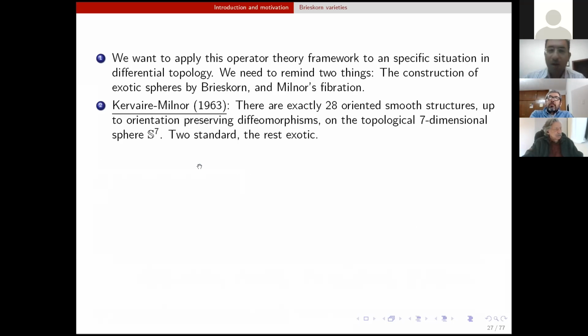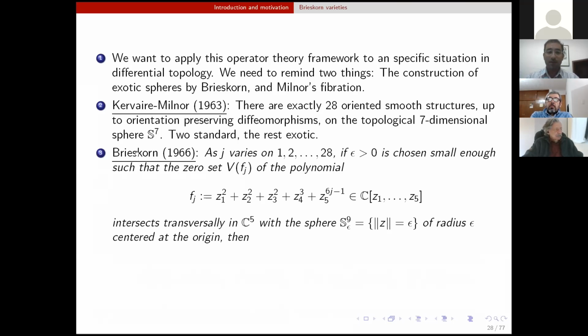If you just Google the term exotic spheres, there are several constructions using Lie theory, or the way originally used by Milnor using quaternions. But if you're interested in an algebraic geometry way to construct exotic spheres, that was discovered by Brieskorn, a German mathematician. He was a student of Hirzebruch working on singularity theory. So that is a very interesting statement.